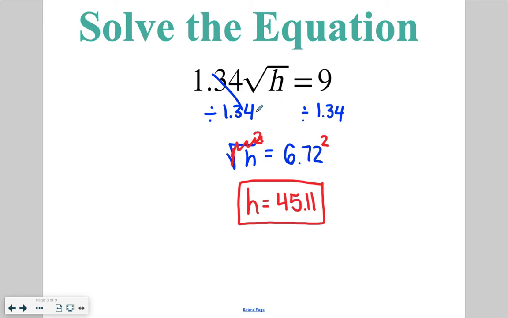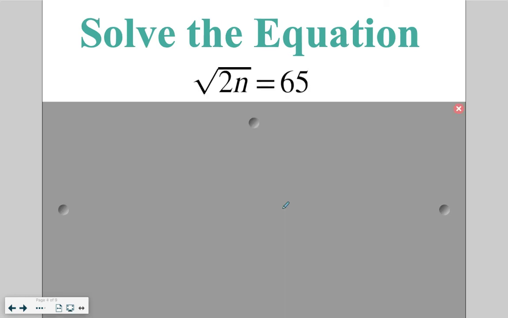Once everything on the outside is gone, you're going to square to get rid of the radical, leaving whatever was on the inside. And then in this case, it was just h, so I was done. If there had been anything else other than the variable on the inside of the radical, you would have to continue with SAD-MEP to solve for the variable. Go ahead and try this one on your own.